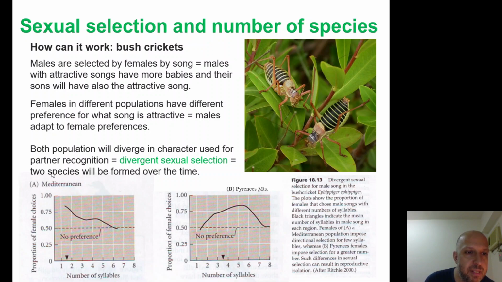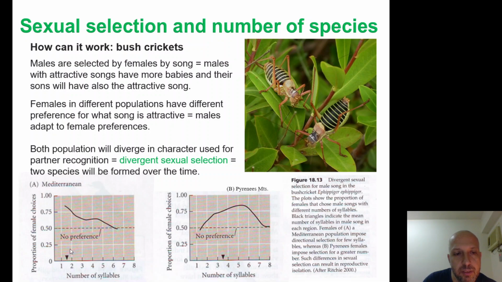And you can see that in the Mediterranean region, the most preferred song had only between 1 and 2 repetitions, 1 and 2 syllables. If they were longer, they were less and less attractive. In the other population, in the Pyrenees Mountains, the most attractive song had something like 5 to 6 repetitions, 5 to 6 syllables, right?